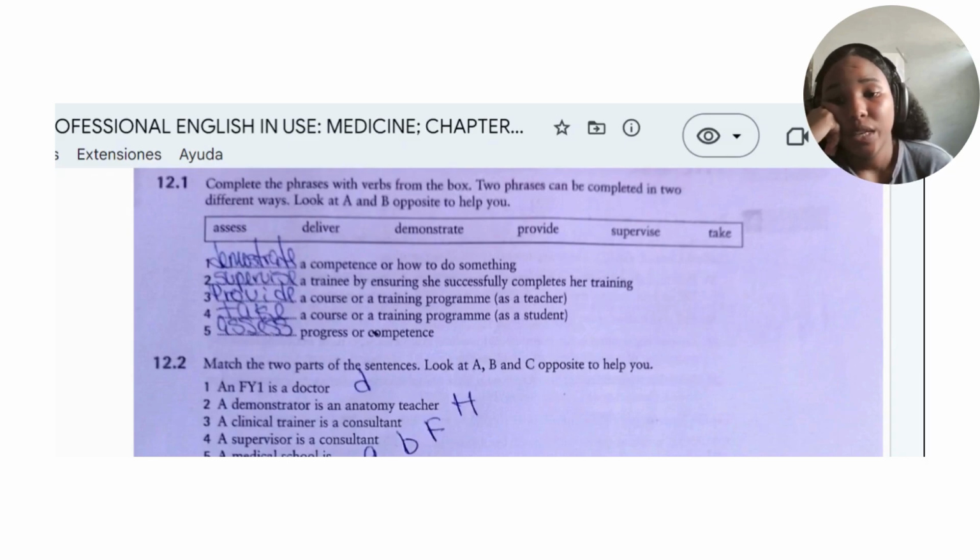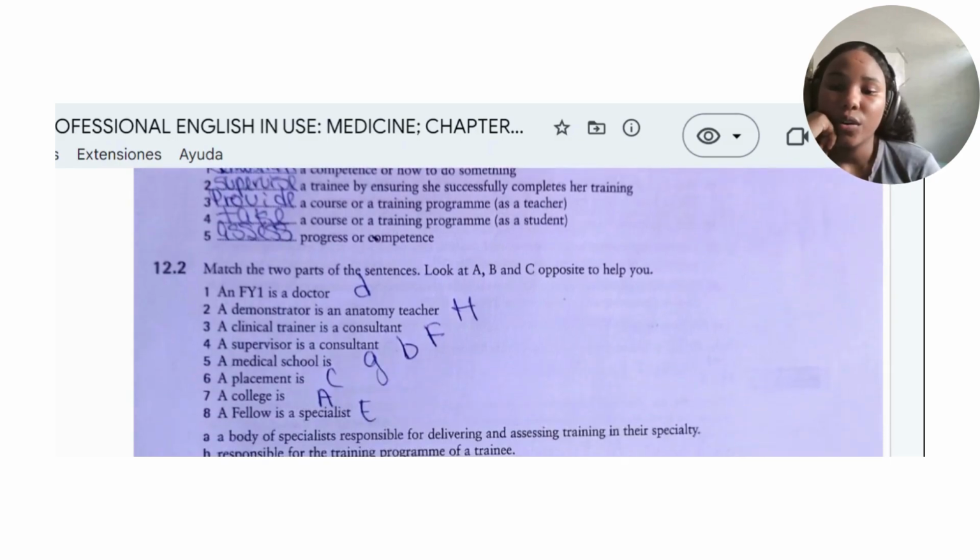Complete the phrases with verbs from the box: assess, deliver, demonstrate, provide, supervise, take. 1. Demonstrate a competence or how to do something. 2. Supervise a trainee by ensuring she successfully completes her training. Provide a course or a training program as a teacher. Take a course or training program as a student. Assess access, progress, or competence.